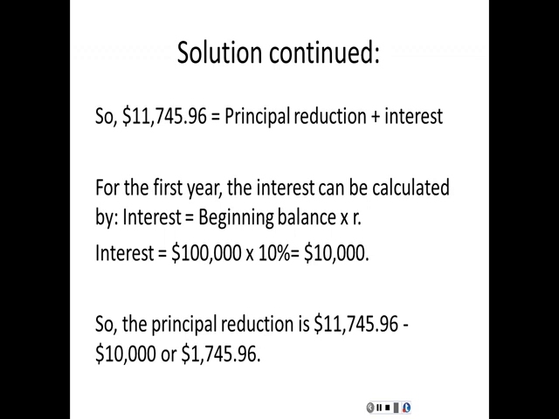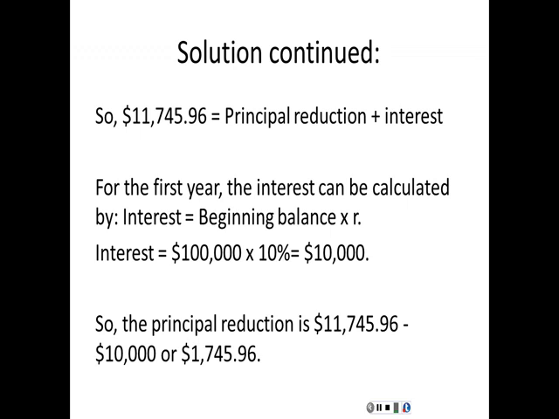So for the very first year, we can calculate the interest as follows. It's the starting balance times our yearly interest rate. Now if we were doing this monthly, it would be our starting balance times our monthly rate and so forth. Here we're going yearly, so our interest for the first year would just simply be the $100,000 balance we started the year with times the 10% interest rate, which adds up to $10,000. So out of our $11,745.96 payment, $10,000 of it is going to interest.